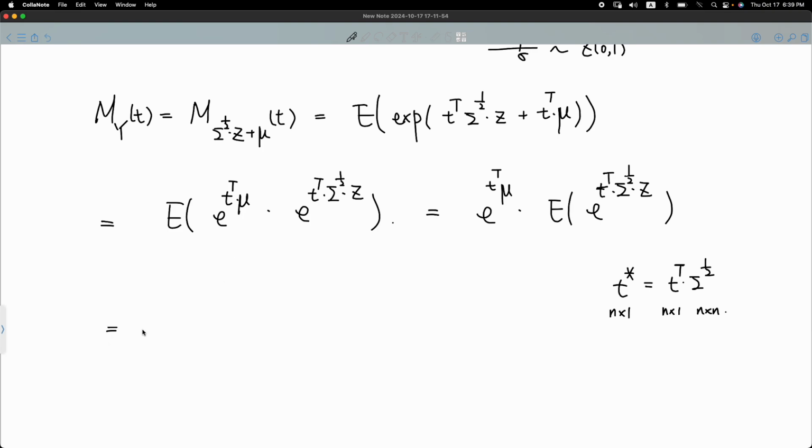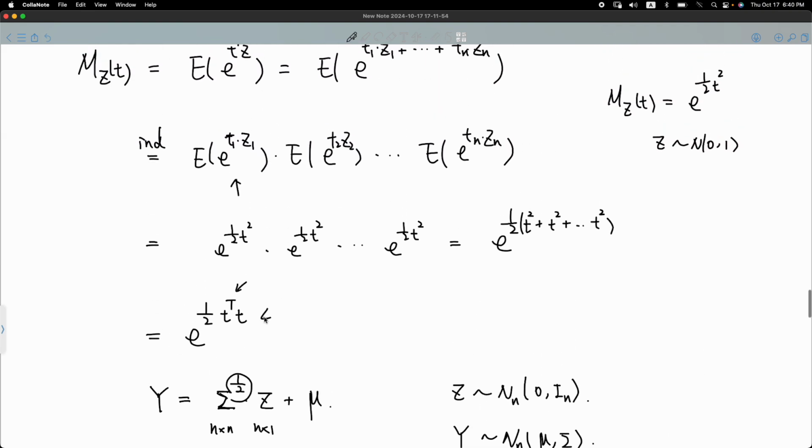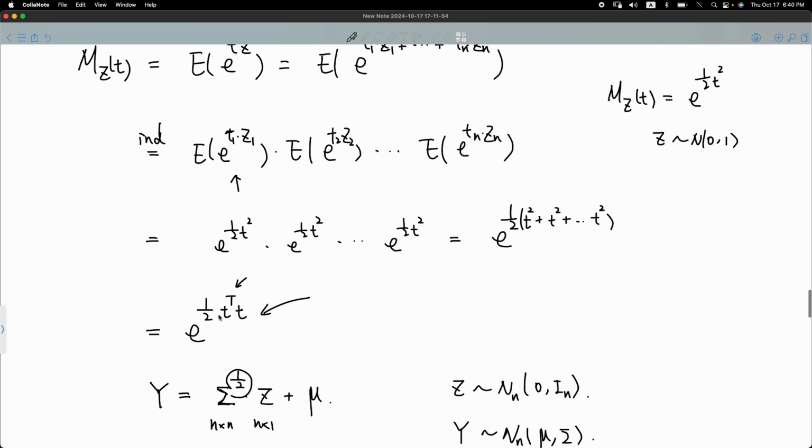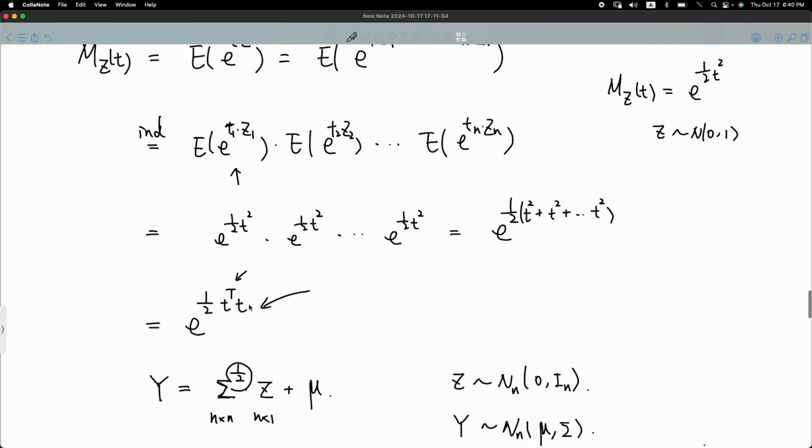So you will have the expected value of e to the t transpose mu as a scalar, and then the expected value of e to the t star transpose z. This is the moment generating function for the standard normal random variable z. So we can directly use the result we got earlier to replace the moment generating function: e raised to the power 1/2 t transpose t.